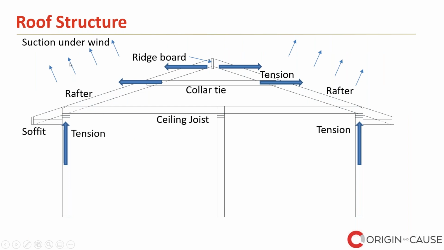During a wind event, you have suction on the roof. So then the rafters are going to open up. So this joint is under tension. The collar ties are under tension, and the columns, of course, are under tension, depending on the wind speed.